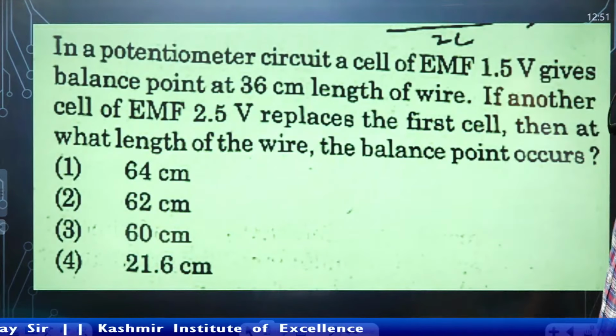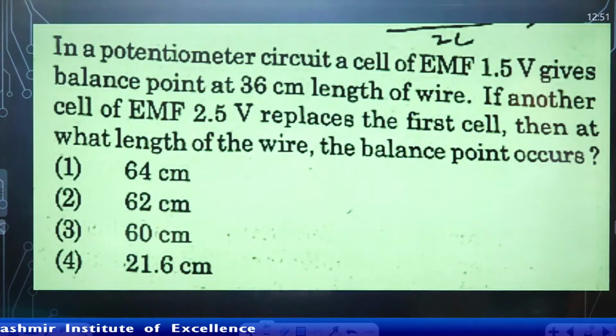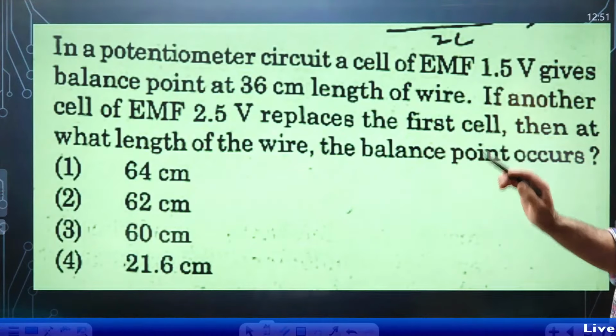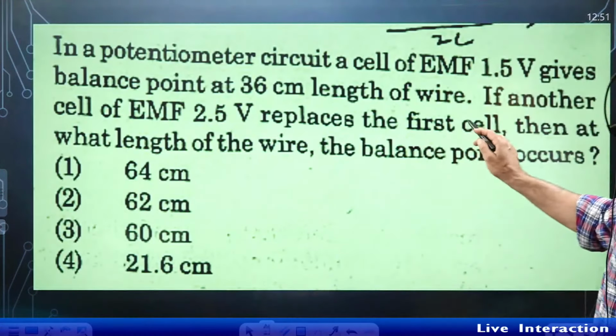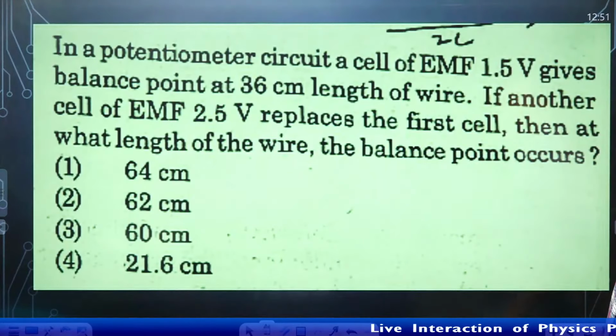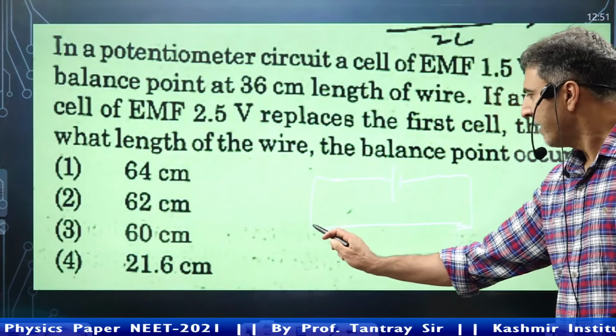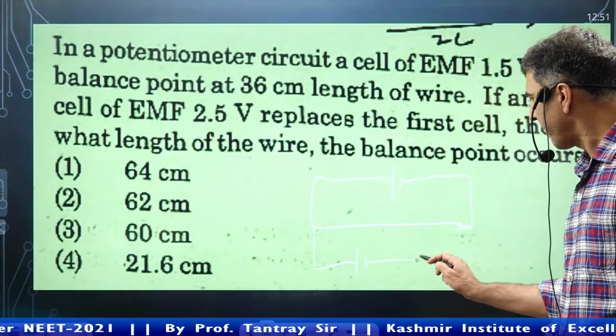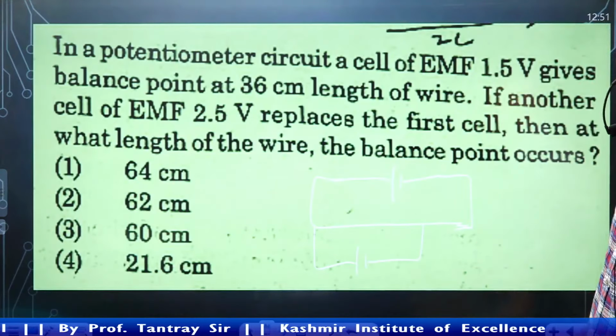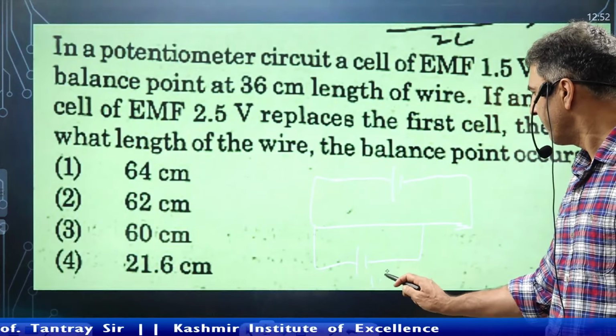In a potentiometer circuit, a cell of EMF 1.5 volt gives balance point at 36 centimeters of length of wire. If another cell replaces the first cell, then at what length of the wire does the balance point occur? The question is like this. You have a battery, and I will make a potentiometer. This is the wire, and this is the battery that you connect. What battery you connect? First of all, you connect 1.5 volt battery.